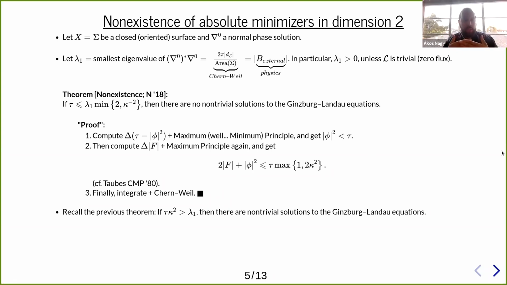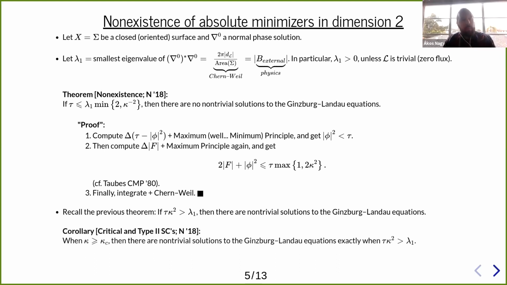And it turns out that the two conditions sharply match when kappa is bigger than the critical kappa, which I forgot to write here, that is, it's 1/√2. So when kappa squared is bigger than 1/2, then the two conditions nicely match up. And you can say this theorem that applies to critically coupled and type 2 coupled superconductors, that in this case, there are non-trivial solutions if and only if, or exactly when tau kappa squared is strictly greater than lambda 1.